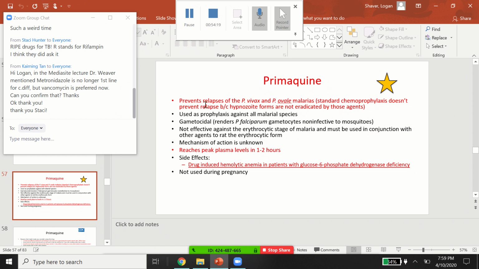Okay, it prevents relapses of those malarias. Standard chemoprophylaxis doesn't prevent relapse because hypnozoite forms are not eradicated by those agents. Basically, the more important thing to know, like I said, is the vivax and ovale in terms of the exam. It can also reach peak plasma levels within 1 to 2 hours. Side effects typically, and as you can see, another G6PD person, tends to always be a question in some form, shape, or manner. So it definitely doesn't hurt to keep that in the back of your mind.